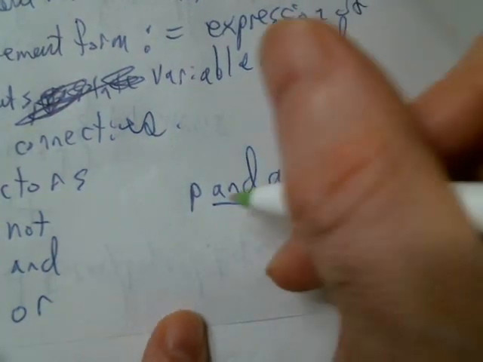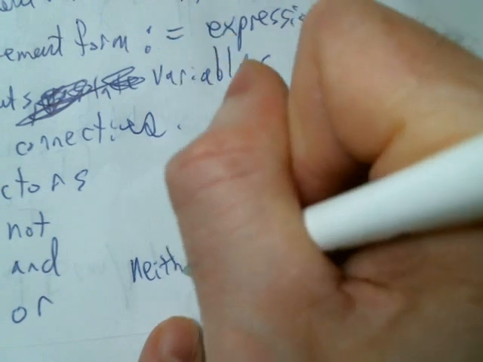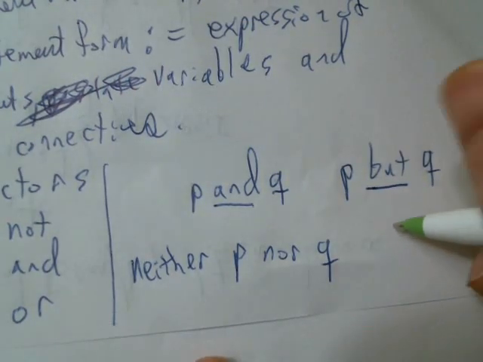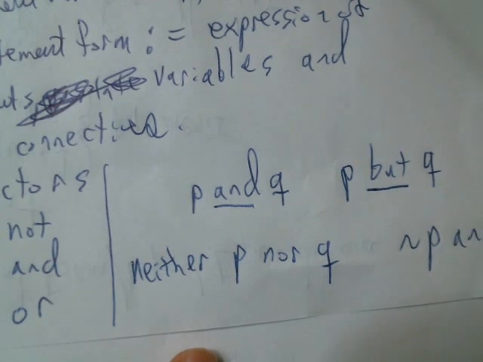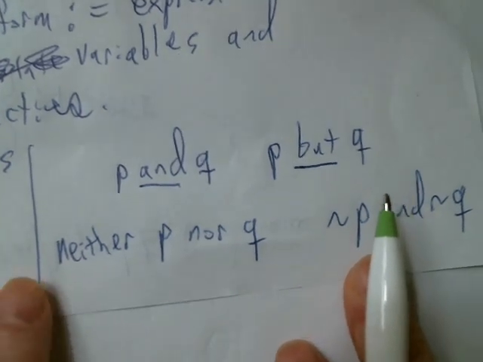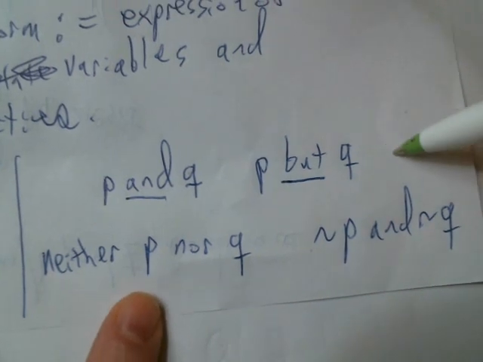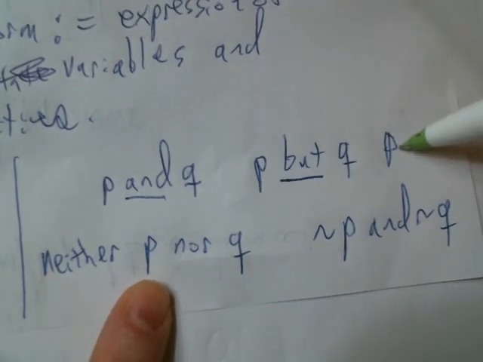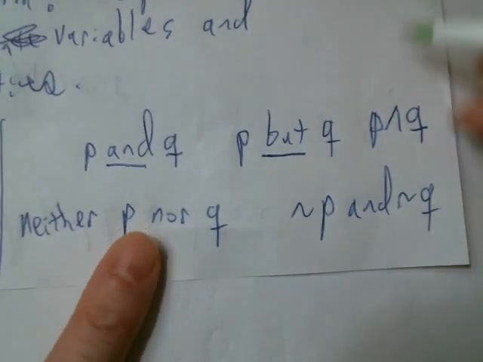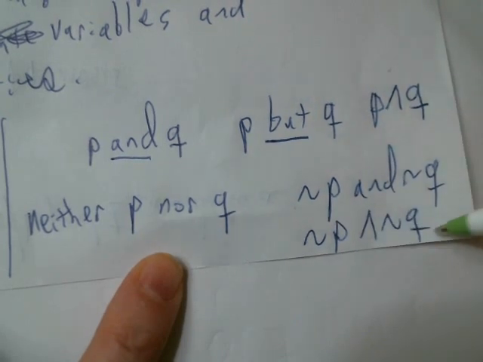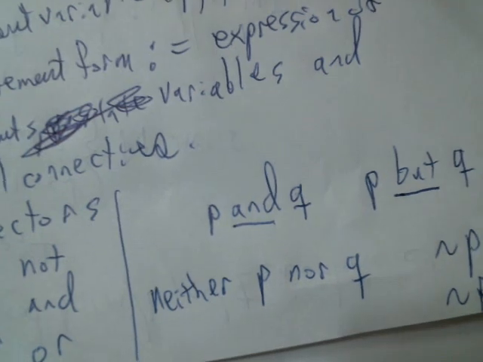Another one to be aware of is this neither nor thing. So neither P nor Q. Okay, so the way that one works is it translates as not P and not Q. Okay, so it seems like it should have an or in there maybe, but it's not. It's not P and not Q. So the first one symbolically should be P and Q, and the second one using symbols, not P and not Q.